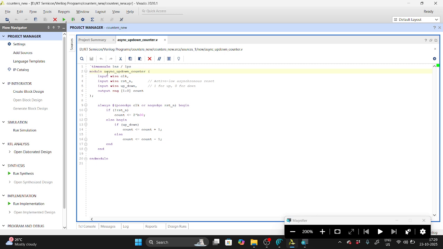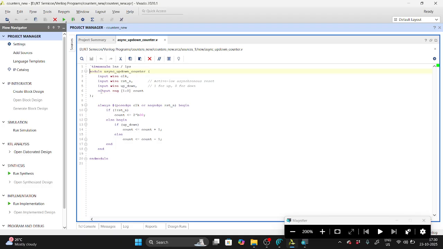So that means module asynchronous up down counter. I am designing the asynchronous up down counter. So input wire clock and input wire reset. Basically in the industry they will represent these input declarations separately. Why? Because suppose 100 inputs are there, we can't accommodate them in one line, so we need to declare each input separately. Input wire clock, input wire reset underscore n, and input wire up down.